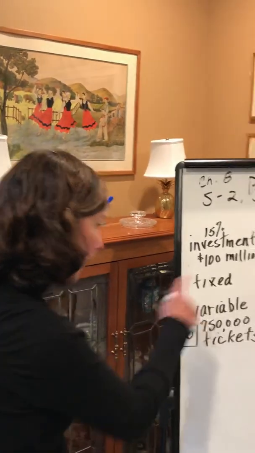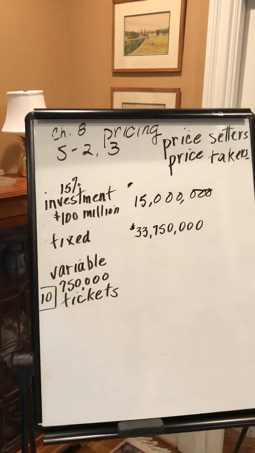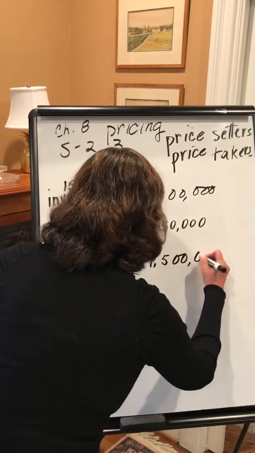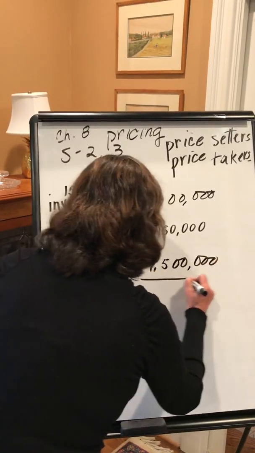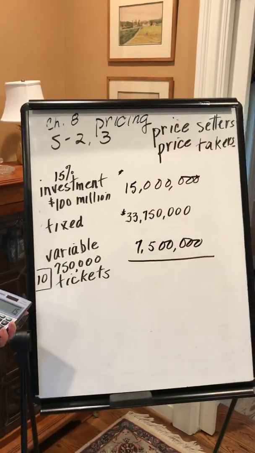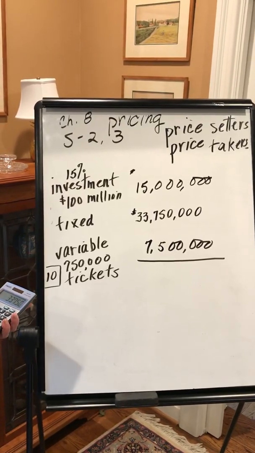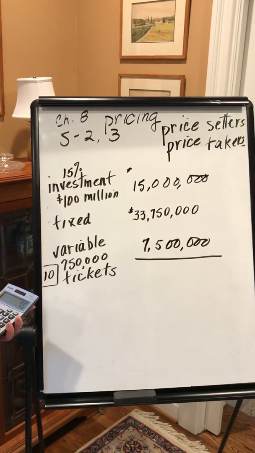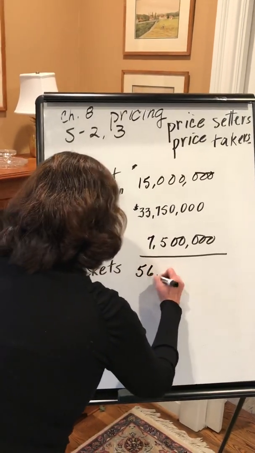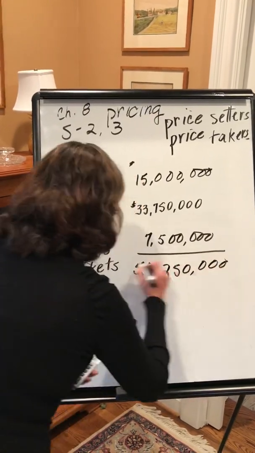Okay, well $10 for variable costs times 750,000 tickets will be $7,500,000. So we're going to add these 3 together. The investment, 15 plus 33,750 plus 7,500,000, and that will give us $56,250,000 as their total costs.